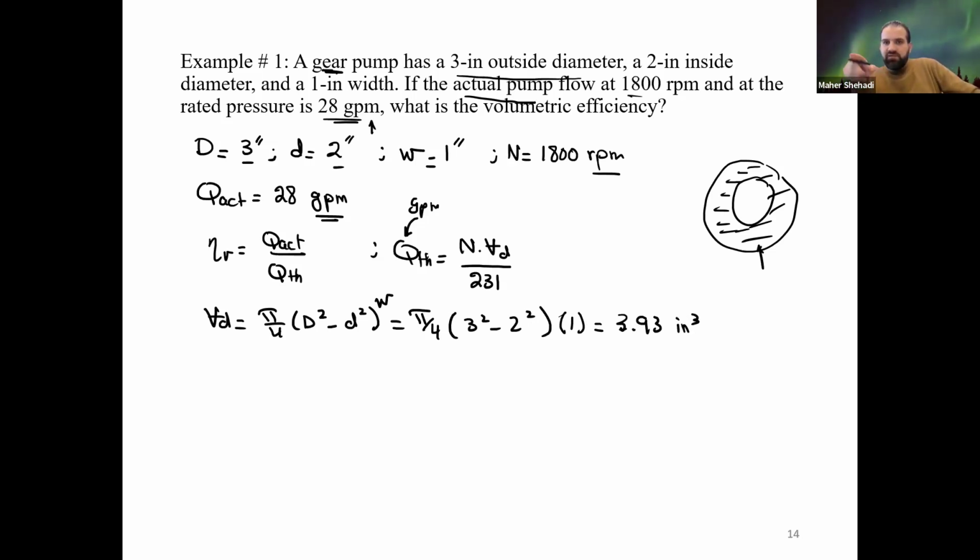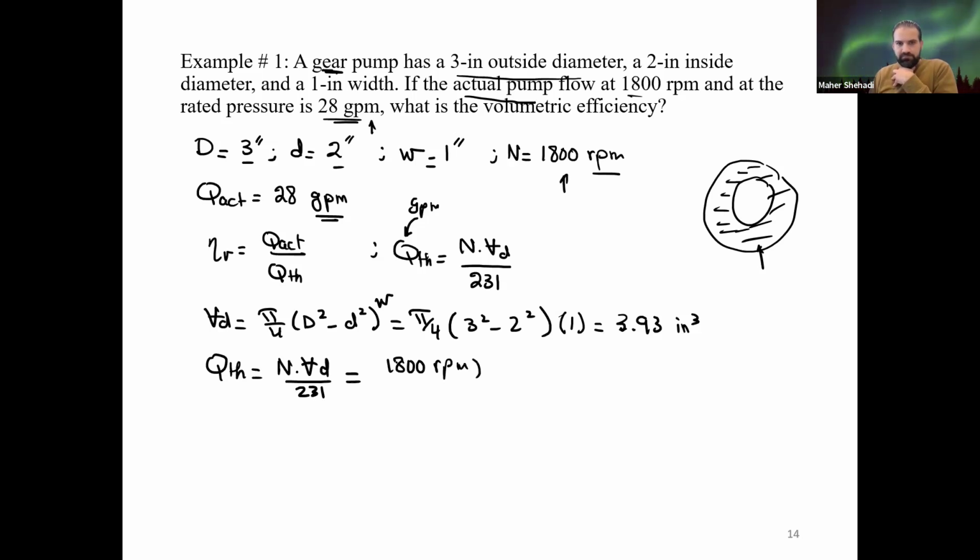We said that's per revolution, okay? So usually the displaced volume is the volume per 1 revolution. So how much volume you're displacing in 1 revolution. And then per minute, that would be the volumetric flow rate. It depends on the speed, how fast you're going per minute. So Q theoretical would be N times VD divided by 231. So N is 1800, and then 3.93 cubic inches.